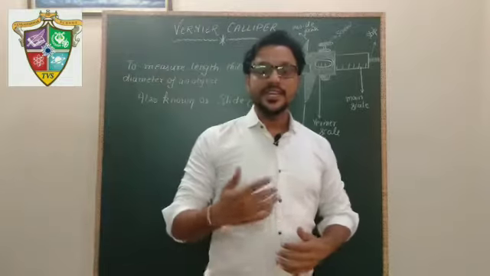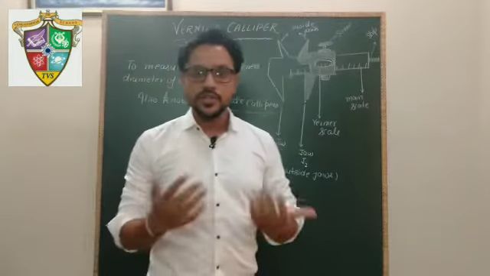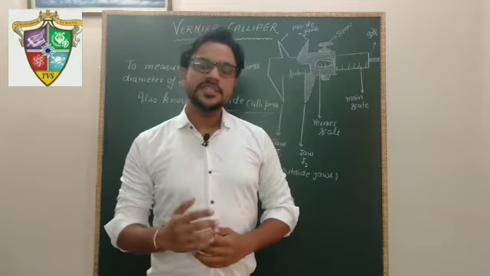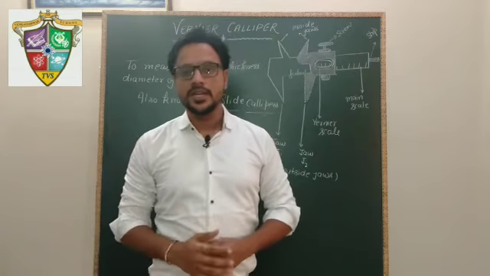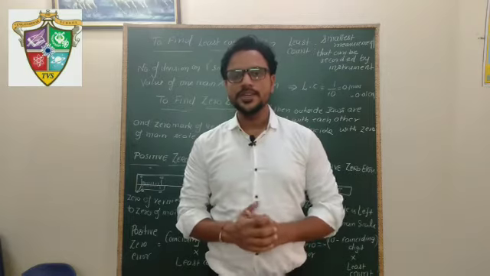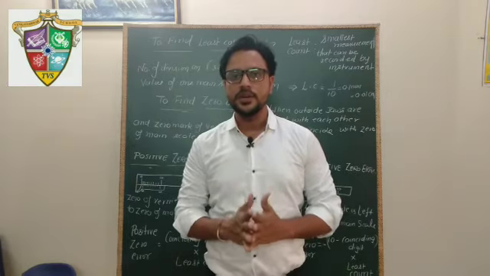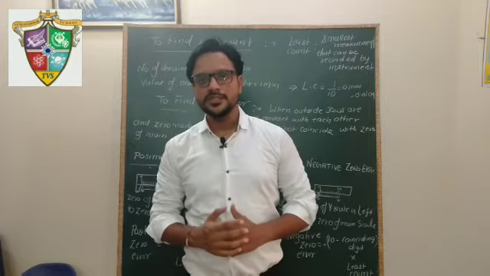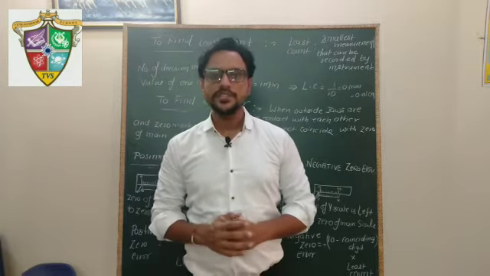Why are we saying it slide calipers? There are two scales, main scale and vernier scale, and the vernier scale can slide over the main scale. That's why it is known as slide caliper. Before measuring distances, lengths, or diameter with the help of a vernier caliper, we have to find the least count of the vernier caliper and the zero error.